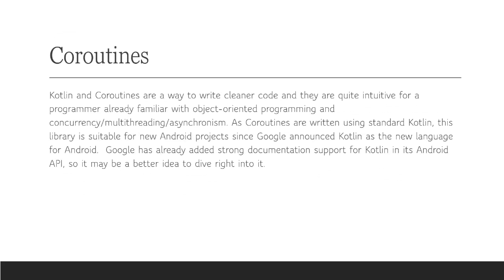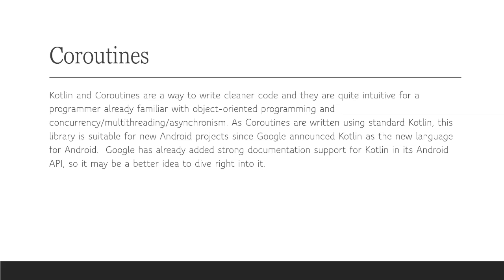So Kotlin and coroutines are a way to write cleaner code, and they are quite intuitive for programmers already familiar with OOPS. So if you know concurrency, multi-threading and asynchronous tasks well, you can use that. Our coroutines are written using standard Kotlin. This library is suitable for Android projects, since Google announced Kotlin as the new language for Android.